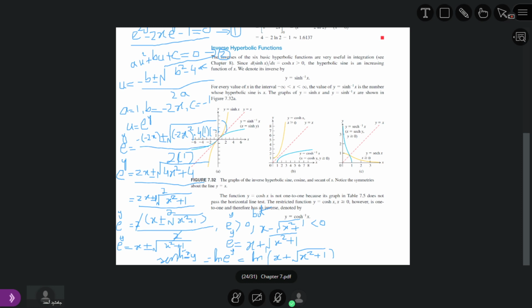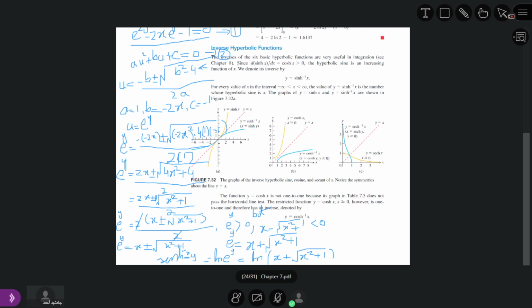I again repeat. In the exam, I can ask you in a different way. If this question is in the exam, I can ask you to prove that sine hyperbolic inverse x is equal to ln of x plus square root of x square plus 1. Student, did you get my point? Yes.